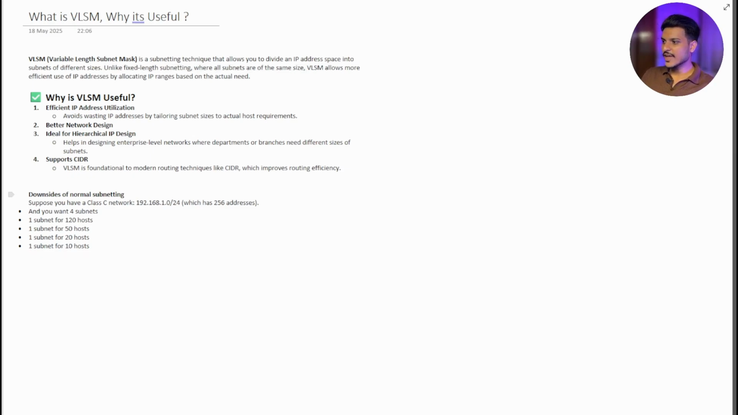I have taken the downside of the normal subnetting. Suppose you have a class C network IP address, 192.168.1.0/24, which by default has 256 addresses that can be used as hosts. Now you want 4 subnets: in the first subnet you want 120 hosts, then 50 hosts, in the third you want 20, and then 10. In the previous method, as we have seen, all the subnets will be of the same size, so at that time we used to take the maximum number of hosts required. So what was the max host?